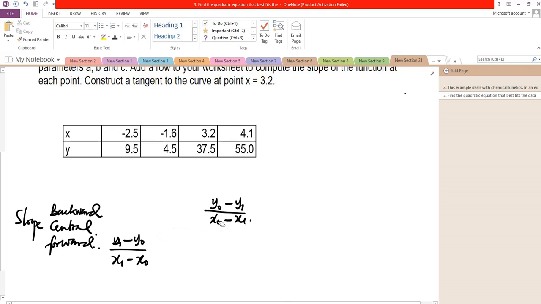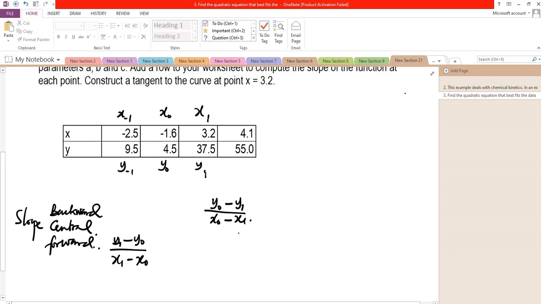Your central slope, you have your central slope. Let me now say here is your y0, here is your y minus 1, here is your y1, here is your x subscript minus 1, x subscript 0, x1, x subscript 1.